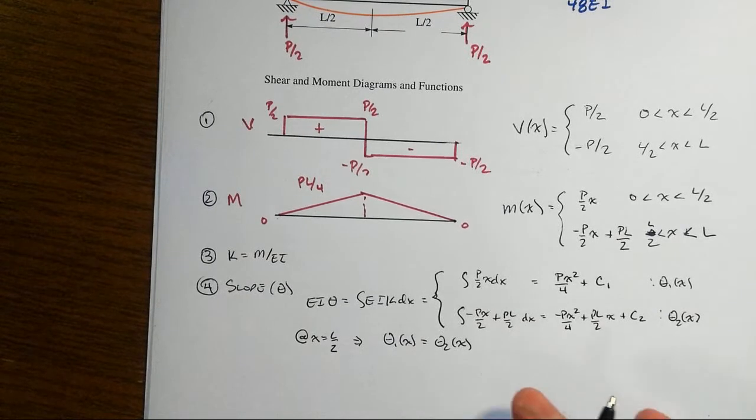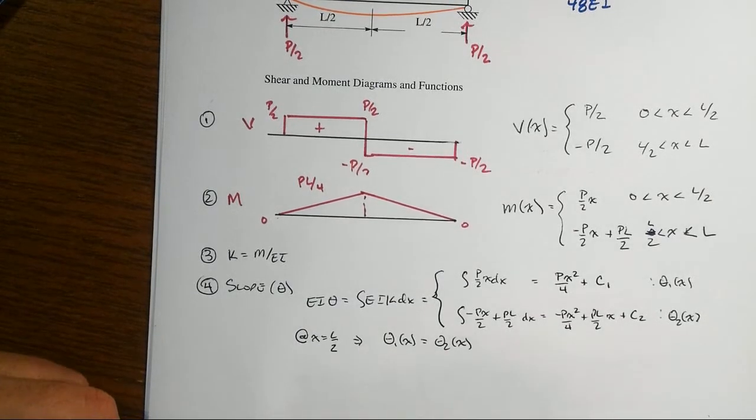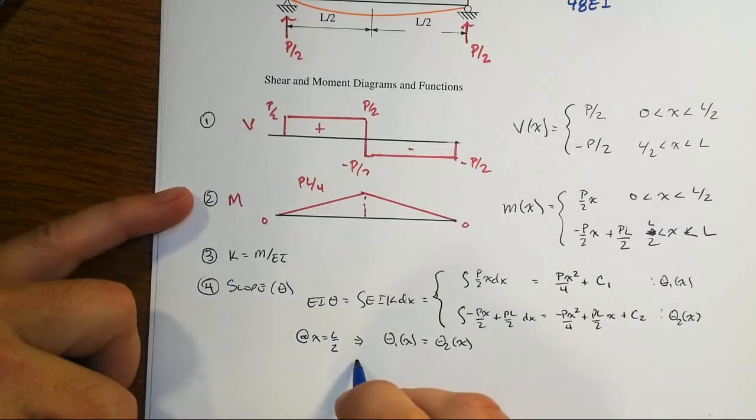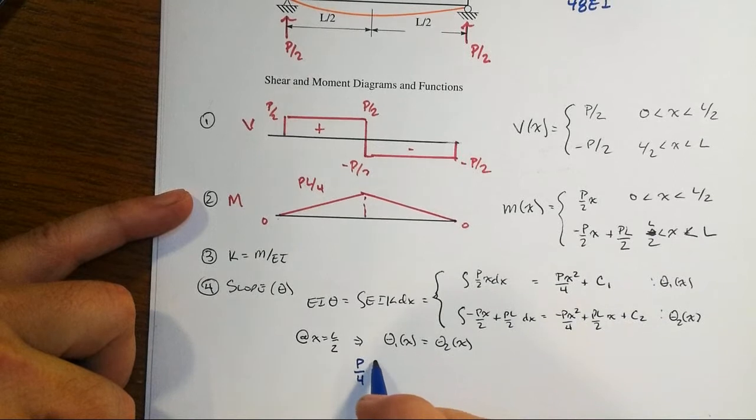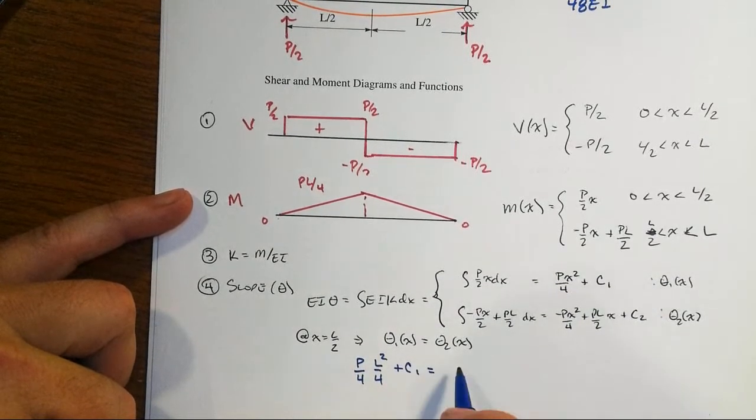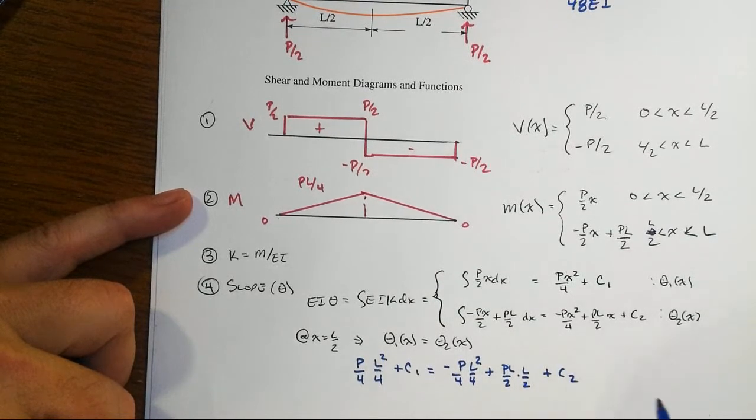And you might say, well, it's also equal to 0. Well, it'll turn out to be, but I'm not going to presume that. I'm going to prove that that would turn out to be the case. And when we do this, we get p over 4 times x squared, which is now L squared over 4, plus C1 is going to be equal to minus p over 4 L squared over 4 plus PL over 2 times L over 2 plus C2.